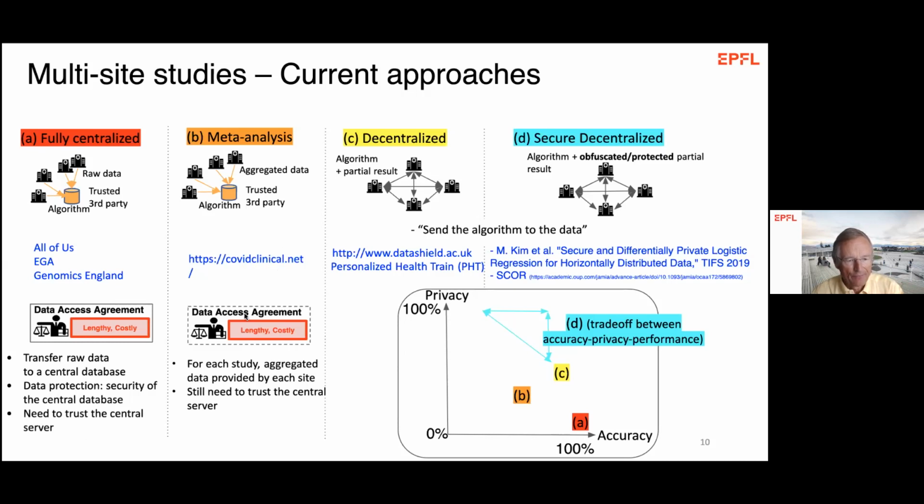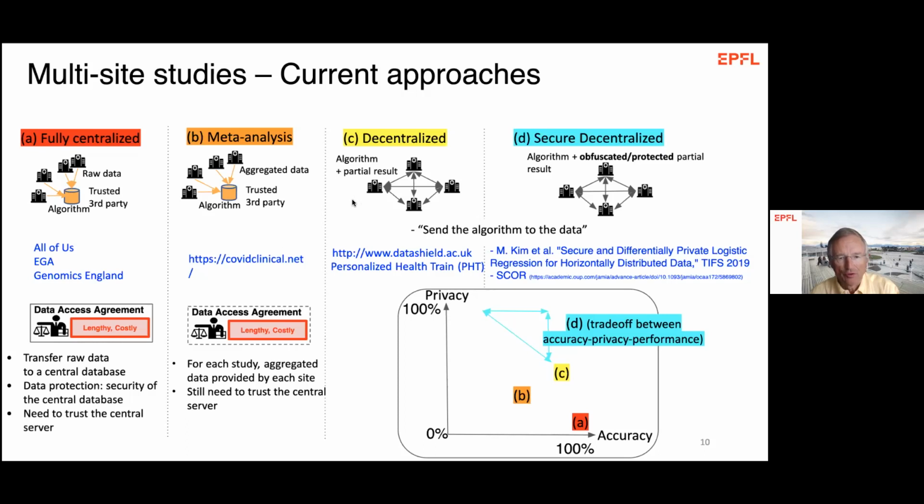In this case, for each study, the aggregated data is provided by each site, but still, one has to trust the central server, because the central server, the trusted third party, sees the partial aggregate results. And actually, these are vulnerable, and this has been shown in a number of papers. So another solution is to go decentralized. Let's forget this. Instead of sending the data to the algorithm, let's send the algorithm to the data. Just ship the executable code.